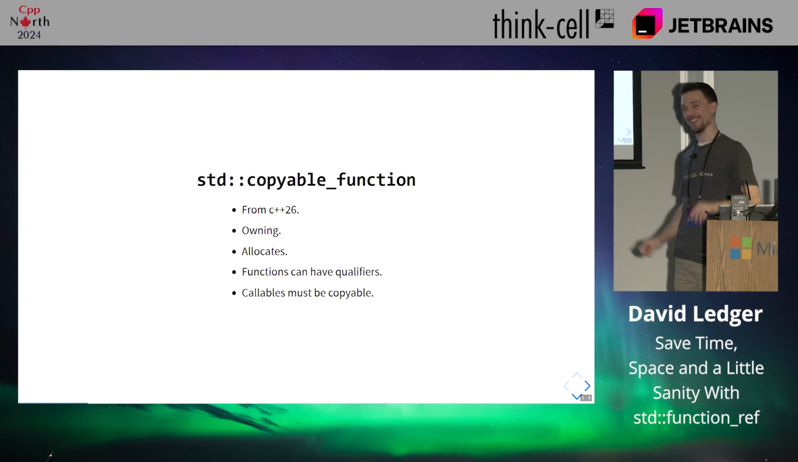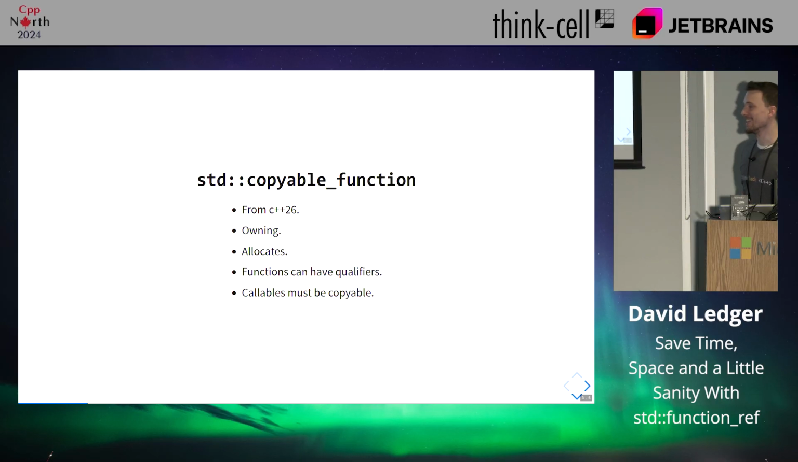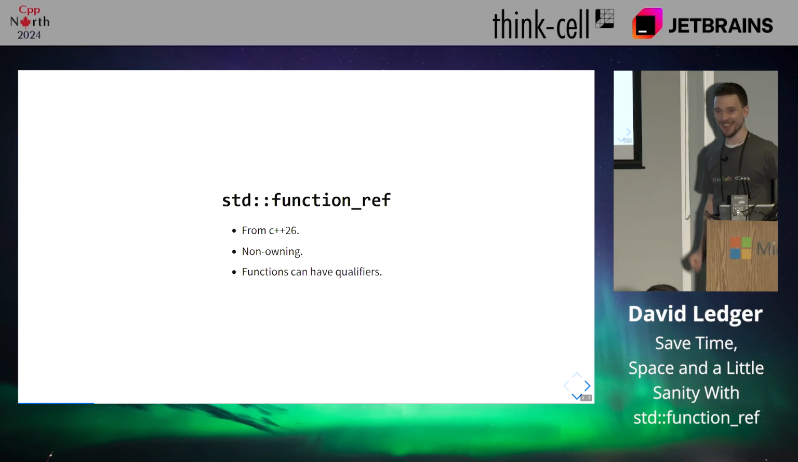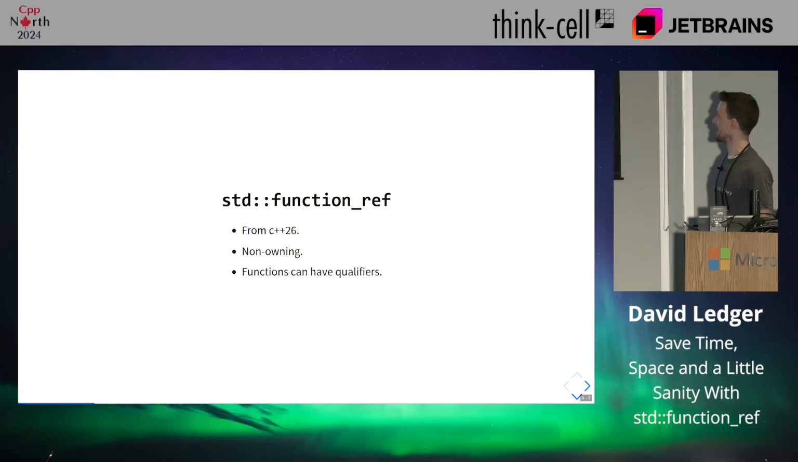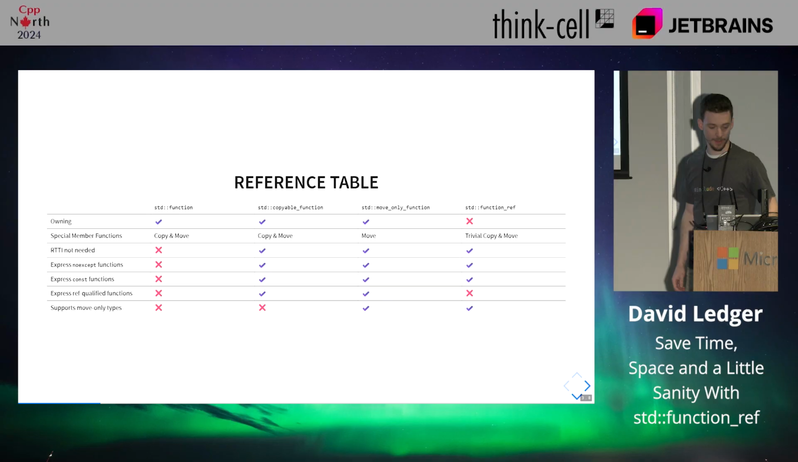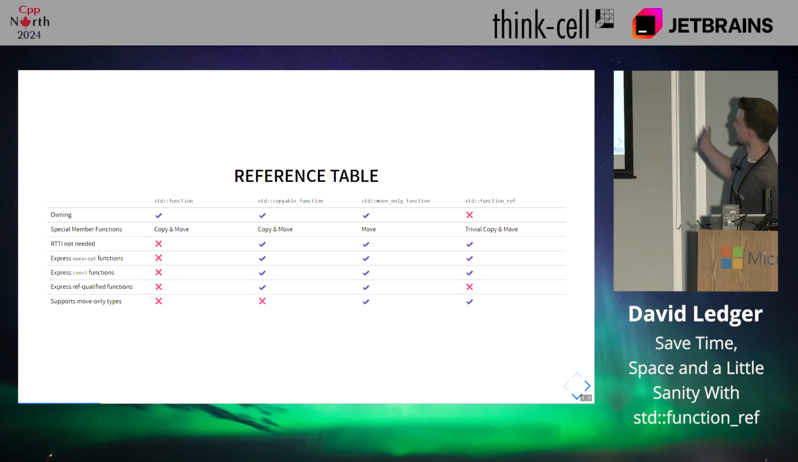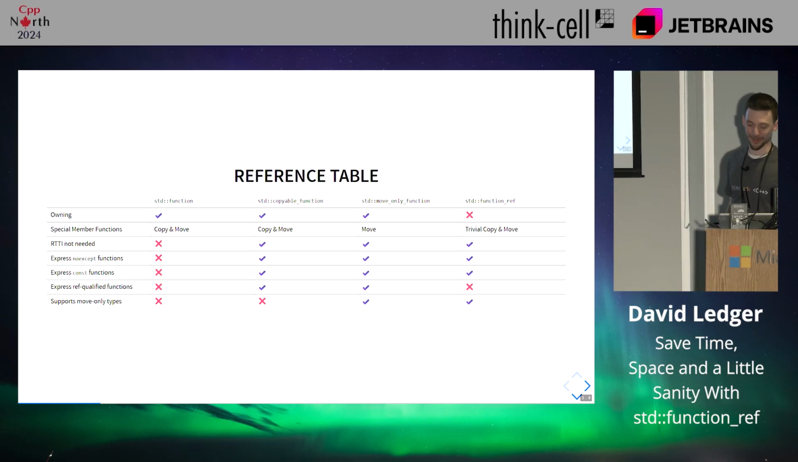I'm going over these ones very quickly because I want to get to standard function ref because that's much cooler. Copyable function is very much like standard function, only it lifts the need for runtime type information and it improves the expressivity of the interfaces. And now we're getting standard function ref. In C++26, we're getting the first non-owning function wrapper. It's a reference. It has reference semantics. And like the others, it is expressive, more so than standard function. I've made this table just for reference. These are some of the qualities of these different function wrappers. You can look at these in the slides later. I'm not going to go over it all.